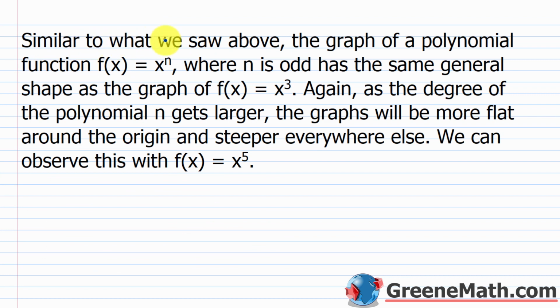All right, so similar to what we saw above, the graph of a polynomial function f of x equals x to the power of n, where n is odd now, so let me highlight that, has the same general shape as f of x equals x cubed. Again, as the degree of the polynomial n gets larger, the graphs will be more flat around the origin and steeper everywhere else. We can observe this with f of x equals x to the 5th power.